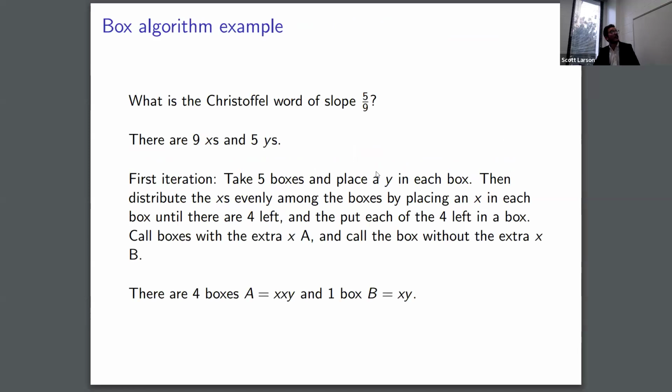Next is the box algorithm. I'm actually going to start with an example. We'll see the full thing written out later. So we want to find the Christoffel word of slope 5 over 9. So we have 9 X's and 5 Y's.